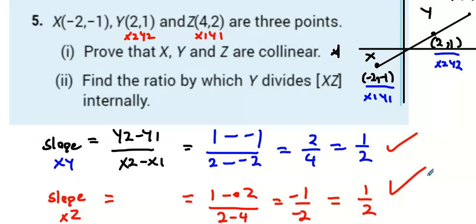So are we happy that they're collinear? So to prove they're collinear, either draw out the graph and show that the 3 points are on the line, or prove that the slope from the first point to the middle point is the same as the first point to the last point. All right?